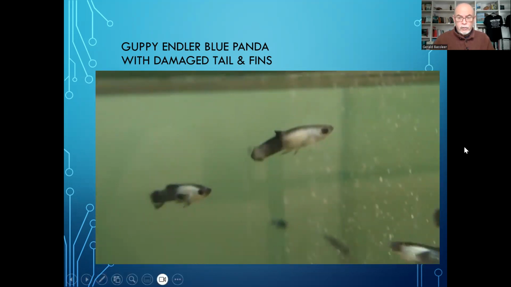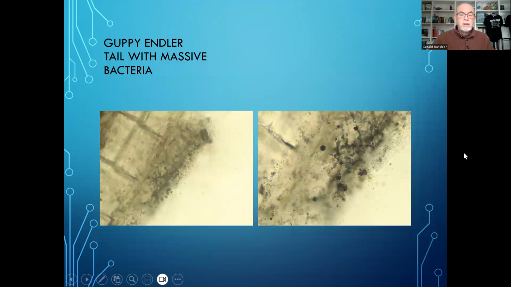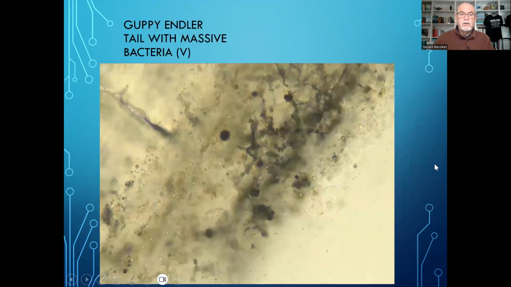Why is the fish so badly damaged? When we took scraping from the skin or we took part of the tail, which was badly damaged, we saw the big part of colonies here of bacteria. You can see them here. Those are millions of bacteria. Here is the tail, and here is the rotten part full of bacteria.